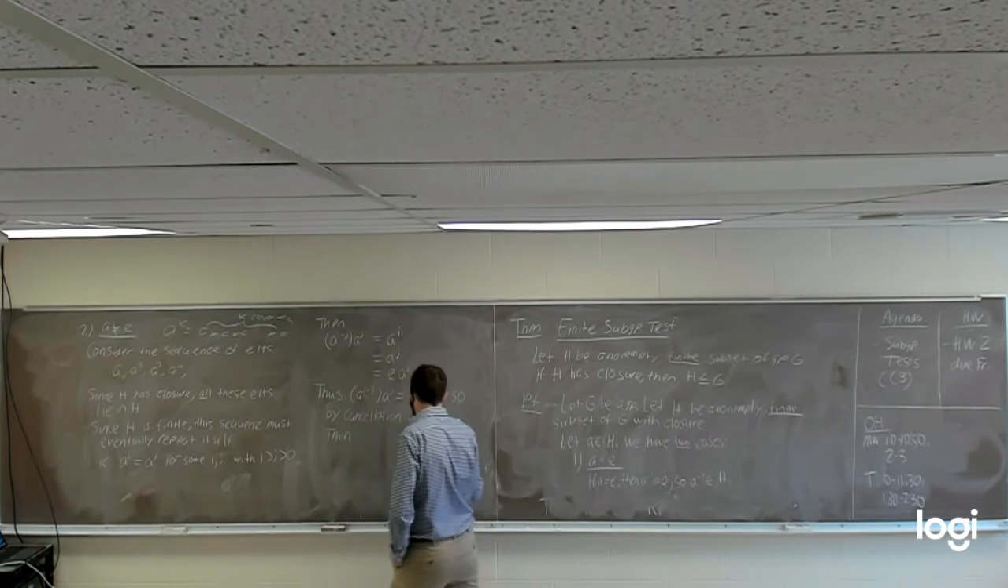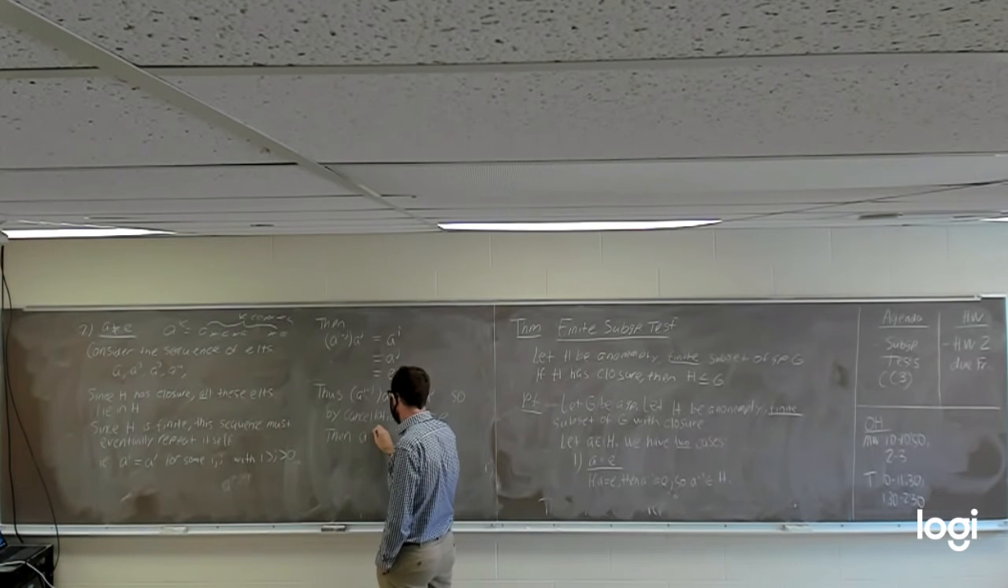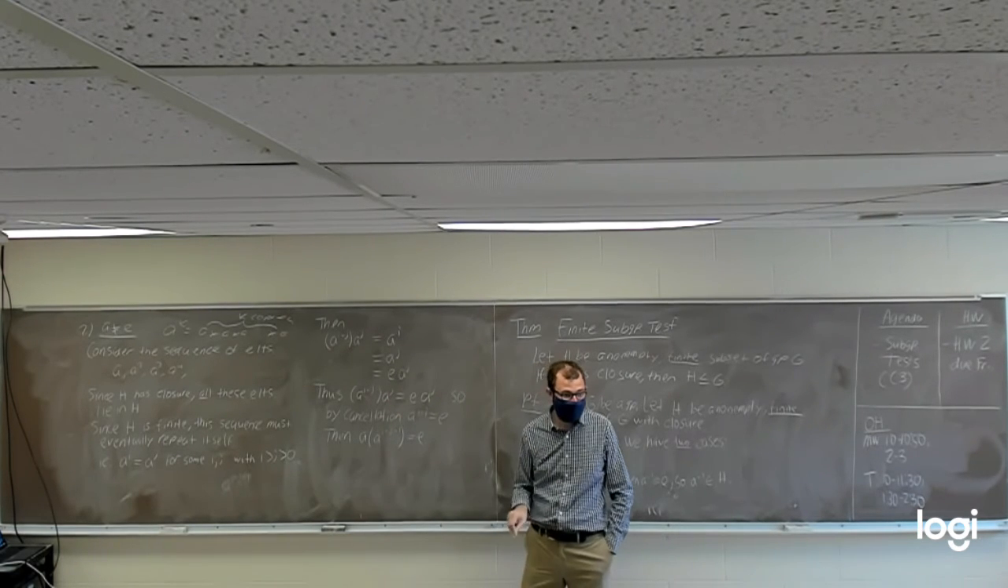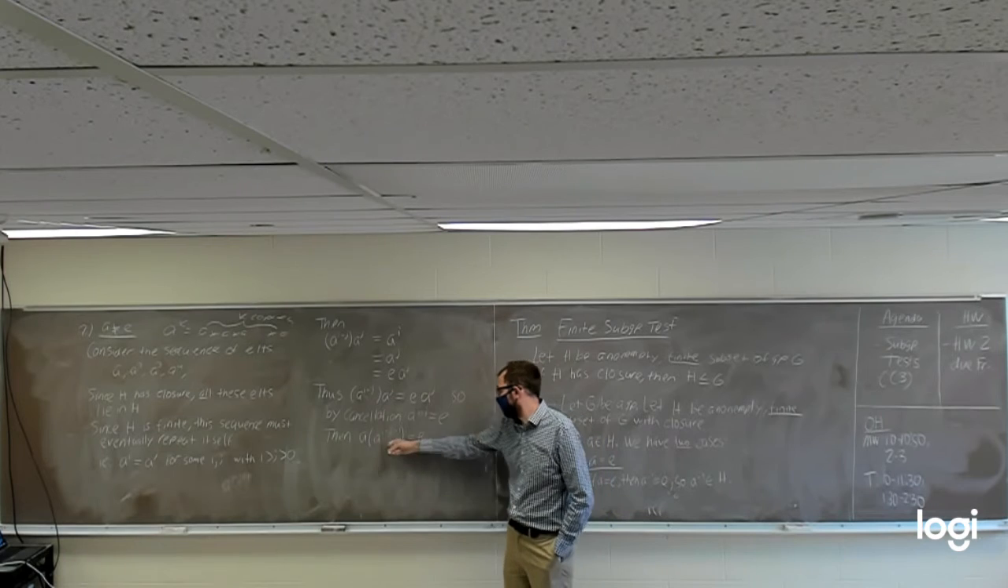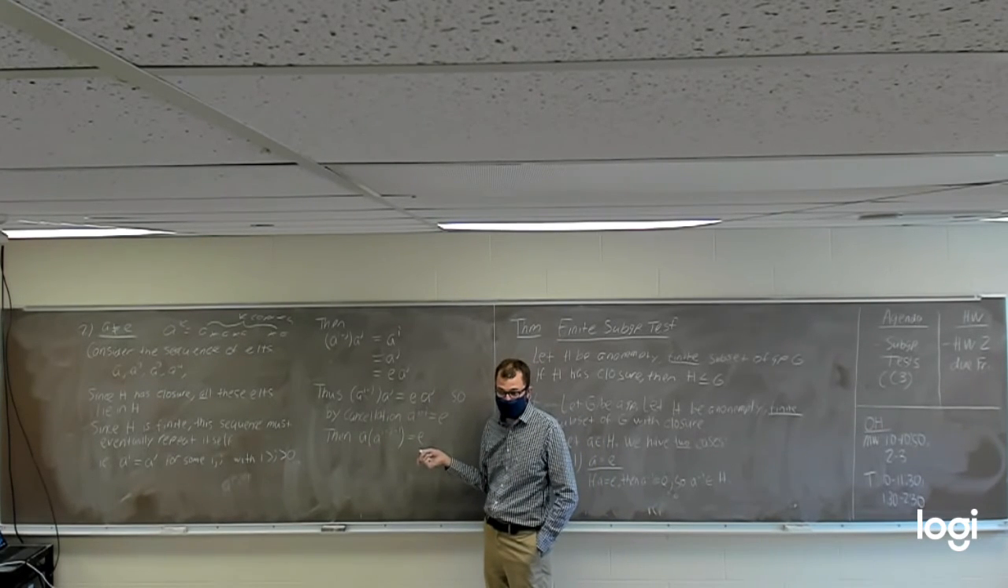Then, since a to the i minus j is the identity, I claim we could take a times a to the i minus j minus 1, and we'll get the identity element. Because when we multiply these out, that's just going to give us a to the i minus j.